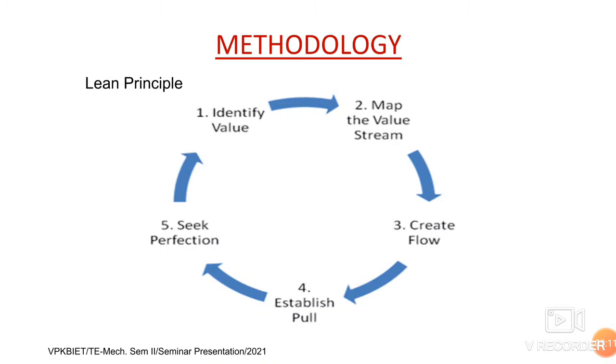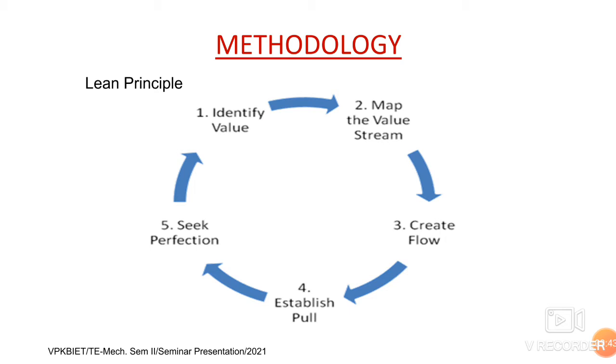Then next is the methodology of lean manufacturing. Lean principle consists of five steps. First is identify the value, then map the value stream, then create a flow, then establish pull, then seek perfection. So the first step is to identify value. Value is always defined by the customer's needs for a specific product. For example, what is the timeline for manufacturing and delivery? What is the price? Information like this is very important for defining value.